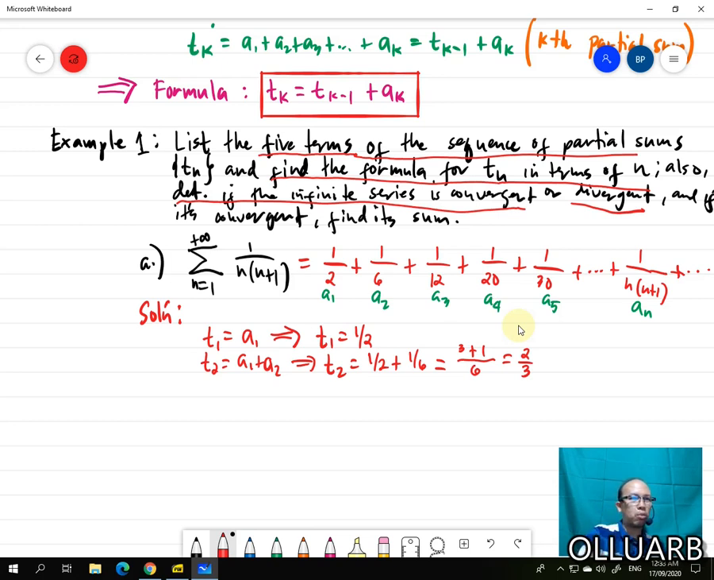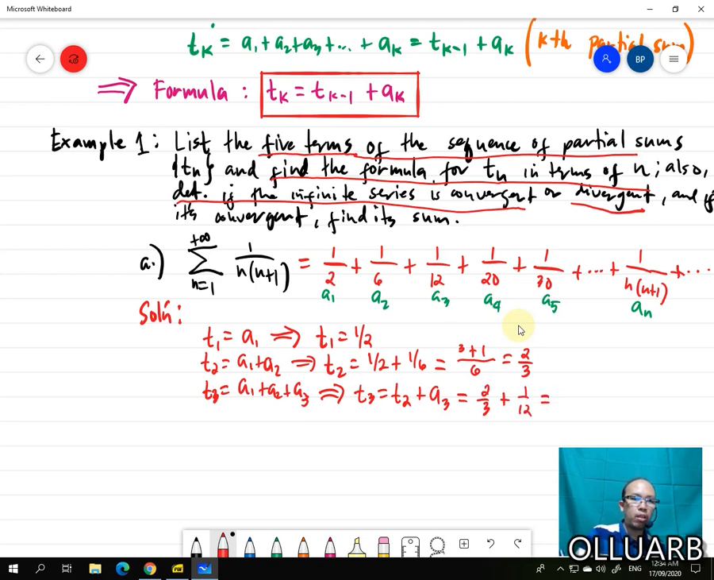Okay. So how about T3? T3 is A1 plus A2 plus A3. But the problem here is that if you will substitute the value of A1, which is 1/2, A2, which is 1/6, and A3 is equal to 1 over 12, then you will have to get the LCD. You have to add all the three. But if you will use this formula, substitute when K is equal to 3, then this is T2 plus A3. Okay, and we already solved T2, which is 2/3. Okay, but our A3 is 1 over 12.